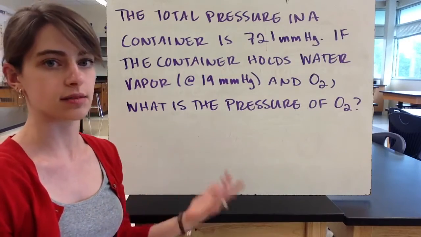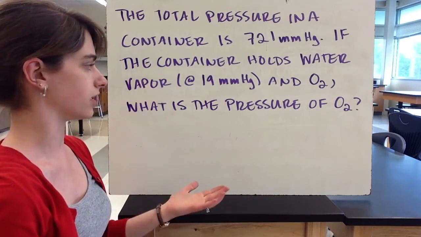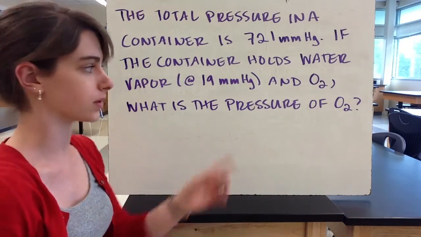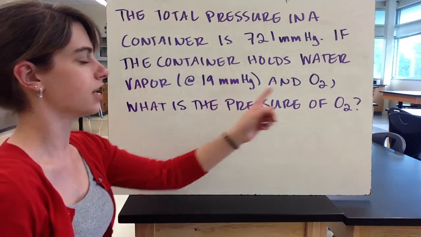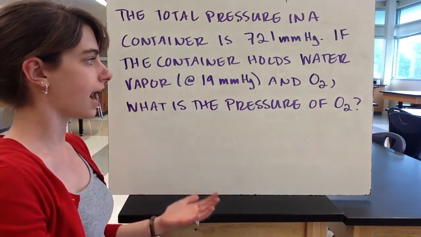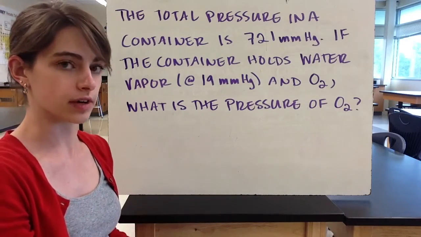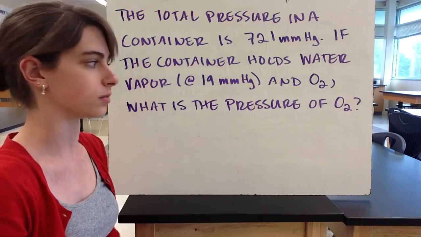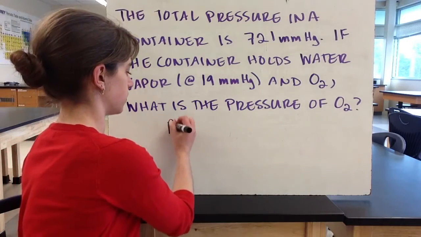So say you collected something over water, you have water vapor, and you know the pressure of the water vapor, 19 millimeters of mercury. But what you're interested in is the pressure of the oxygen. You have to factor out or take out the pressure of the water vapor, because that's skewing your answer a little bit. So again, pretty simple.